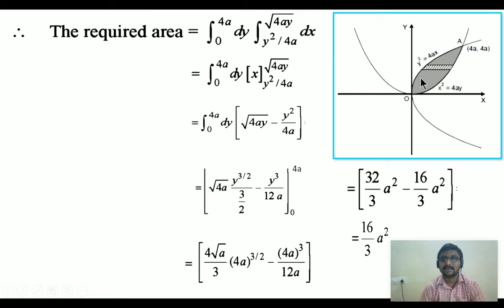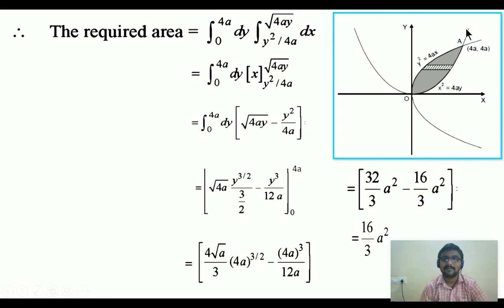So the two parabolas are y square equal to 4ax and x square equal to 4ay. So simply we can find the required area. Just we have to take the limits of the double integral. For this, we have to take a strip which is parallel to the x-axis. The left part of the strip touches the parabola y square equal to 4ax. Here x varies as y square by 4a.